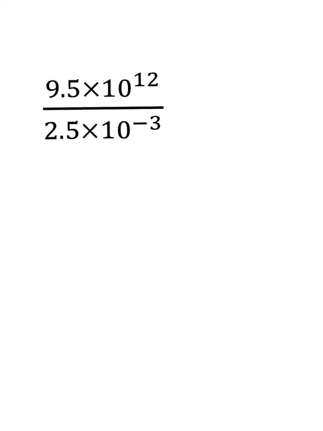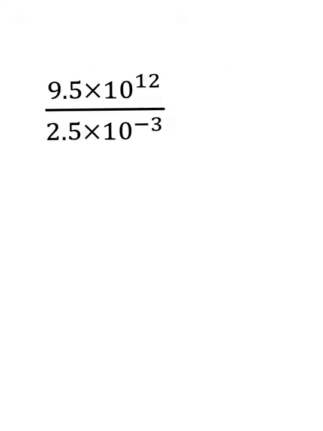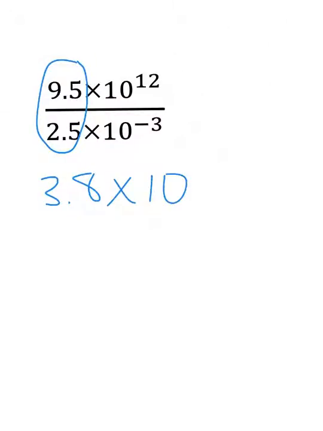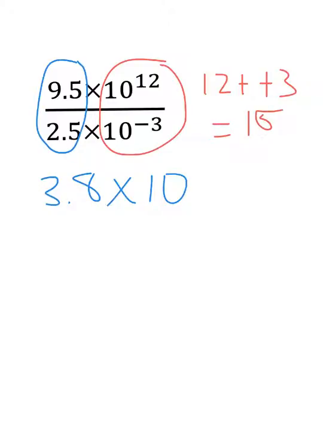Okay, let's look at one more. 9.5 times 10 to the 12th divided by 2.5 times 10 to the negative 3rd. We'll do our 9.5 divided by 2.5. That gives us 3.8. You know it's going to be times 10 to some power. Well, we have 10 to the 12th divided by 10 to the negative 3rd. Similar to the last one, we have 12 minus a negative 3, so we end up with 15. Oh, that doesn't really look like a 5. Let me fix that for you.